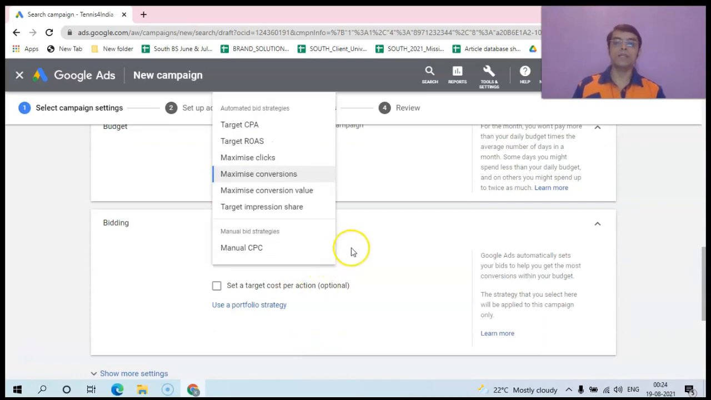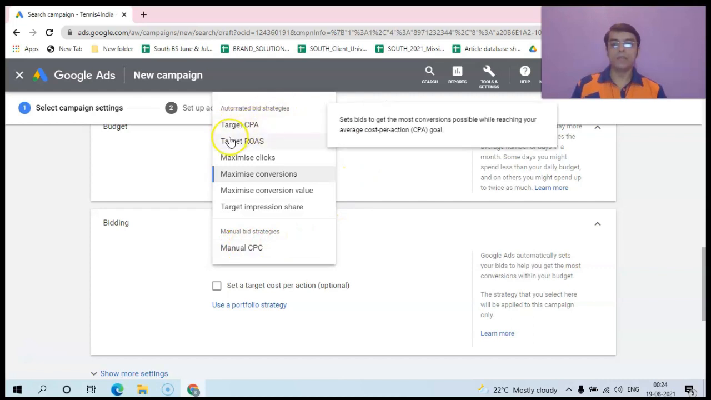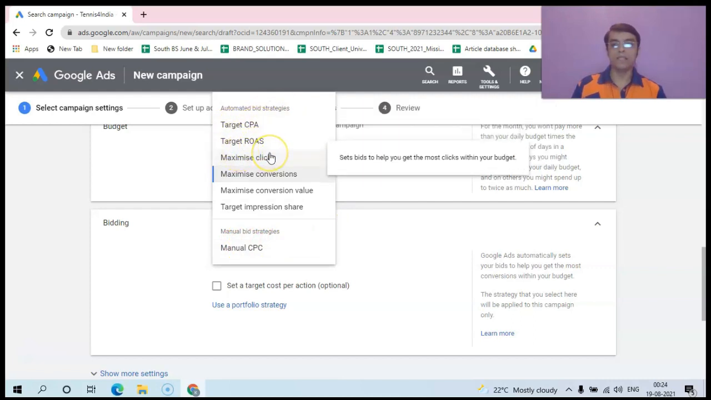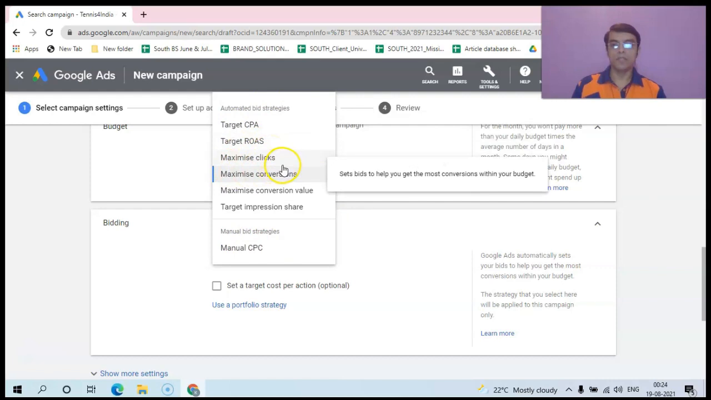Now, as you can see, like I told you in the last campaign also, there are two types of bids basically. One is automated bid strategies, and one is manual bid strategy. On an automated bid strategy, you will have target CPA, target ROAS, maximize clicks, maximize conversions, and target impression share basically.